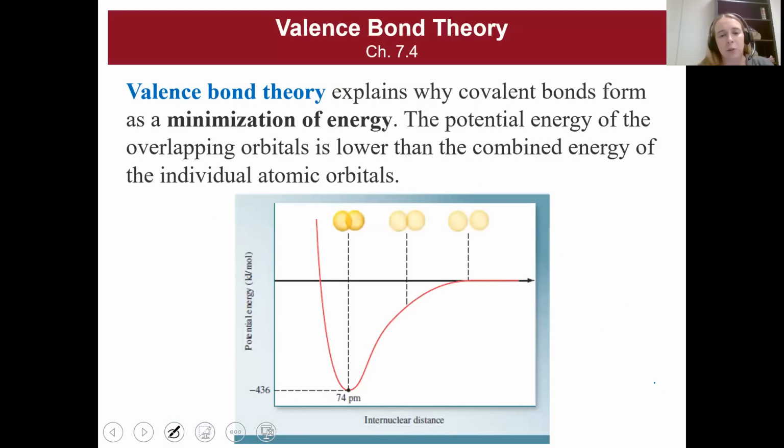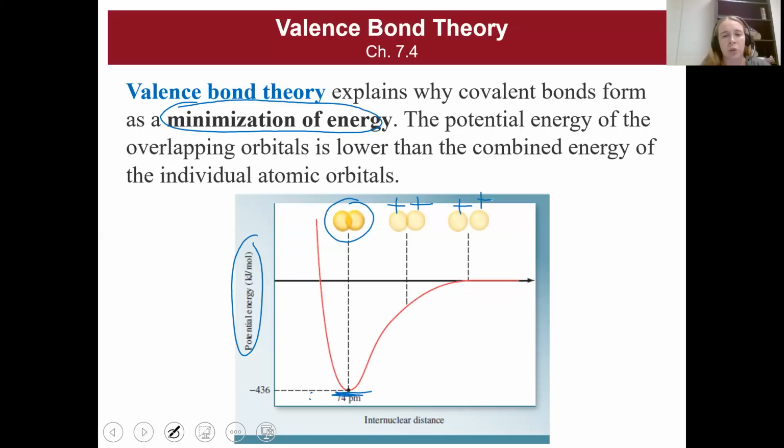All right, so we're going back to a graph that we've seen before. This is a slightly different version that's actually from this book and not my old book. We didn't get this far before, I guess, but I kept using this figure ahead of schedule. So valence bond theory explains why covalent bonds form, because we have a minimization of energy. This is potential energy, and this right here is a minimum. So it's a minimization of energy.